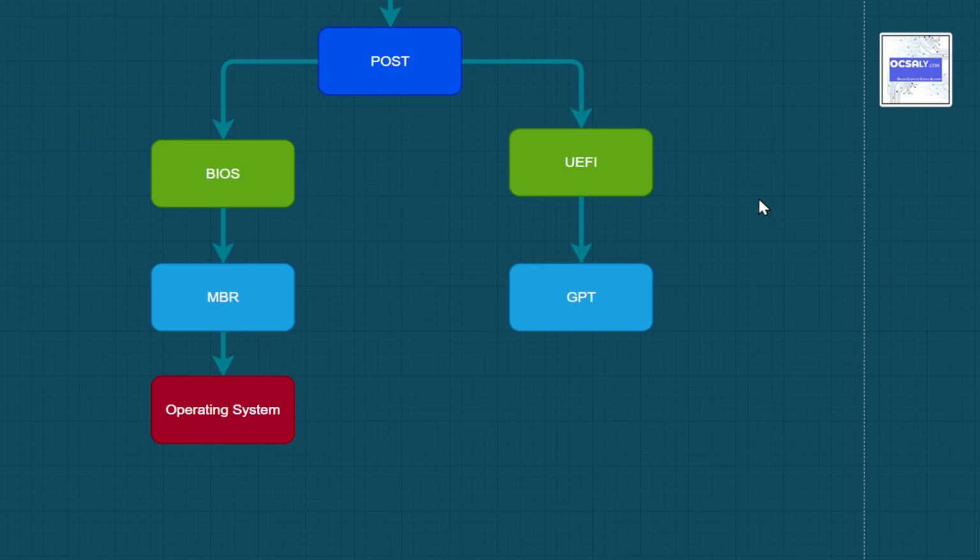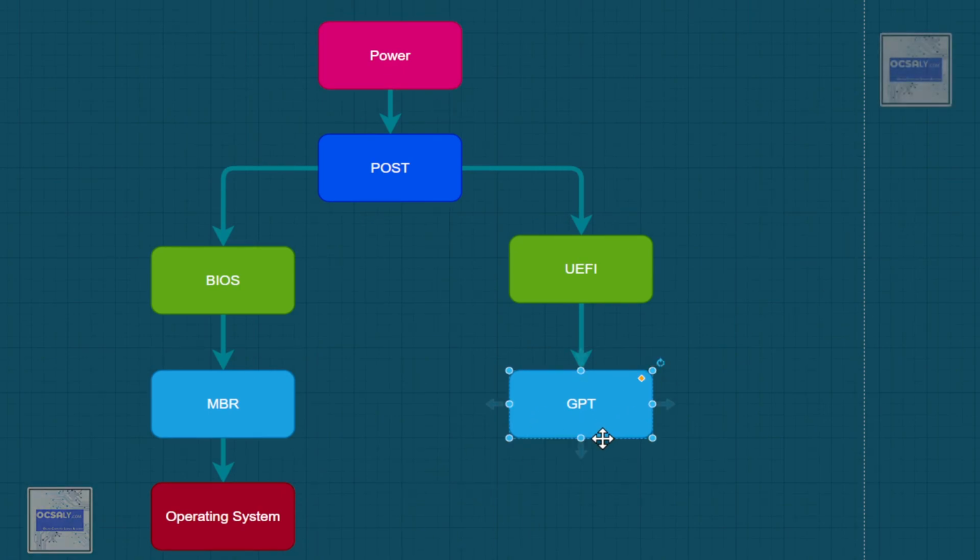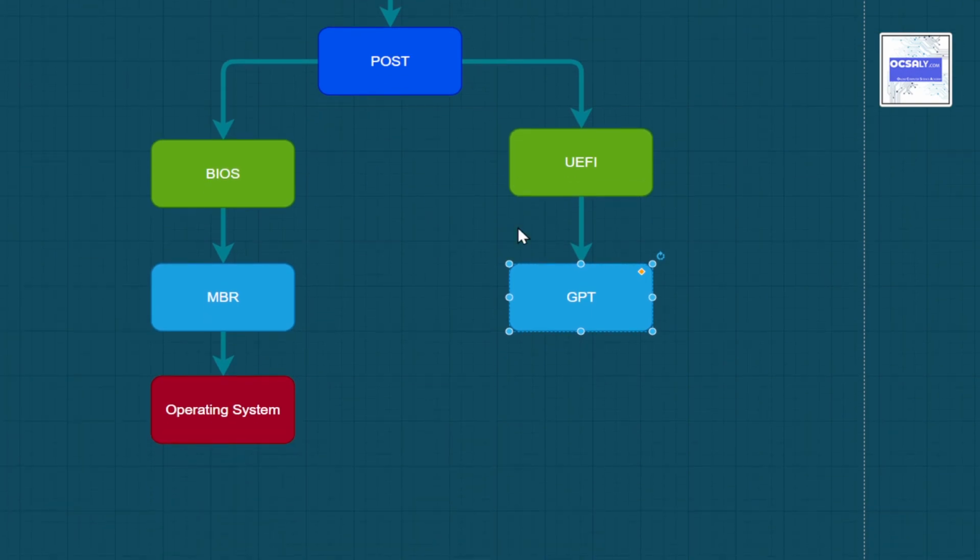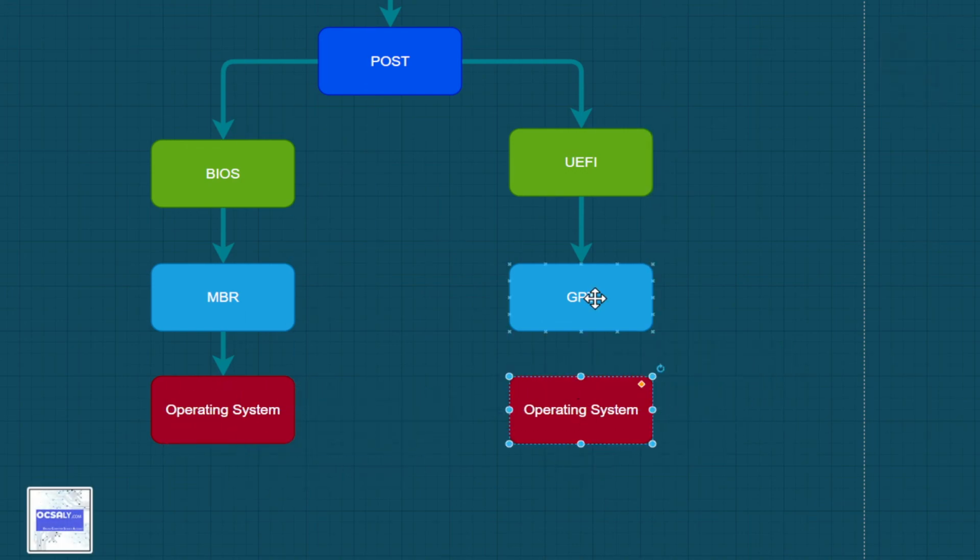GPT will have a protective MBR to ensure legacy systems will not mistakenly read this as being an unpartitioned disk and then overwrite the data. It will also contain the partition entries and backup partition table header. A GPT disk can contain up to 128 partitions for the Windows operating system. Just like the BIOS system, once the active partition and the bootloader have been found, the operating system will take over the booting process.